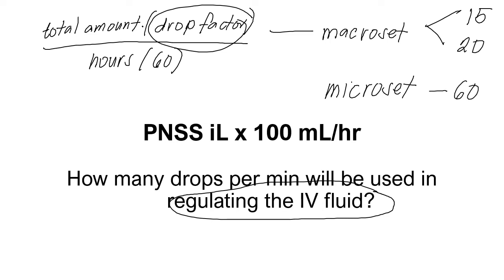60. You might be wondering, are there other drop factors? Yes, there are several drop factors. So you need to be able to look at the symbol drop on the IV infusion set and look at the drop factor indicated inside, because that will help you accurately compute for the formula, or to accurately compute for the amount of fluid that will be given to your patient.